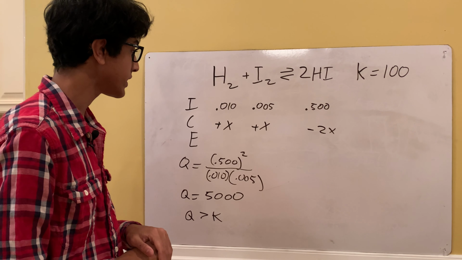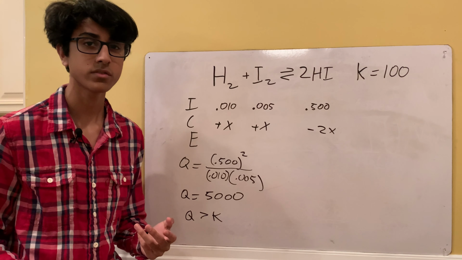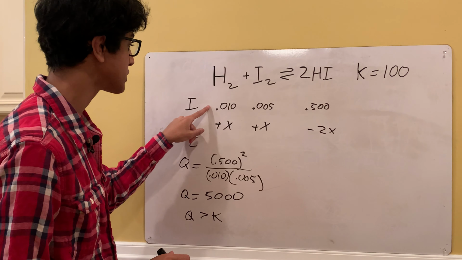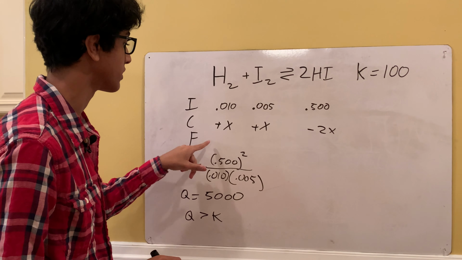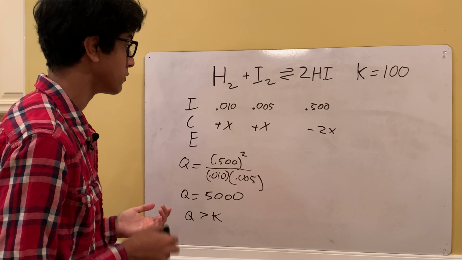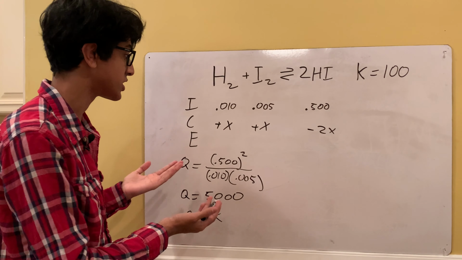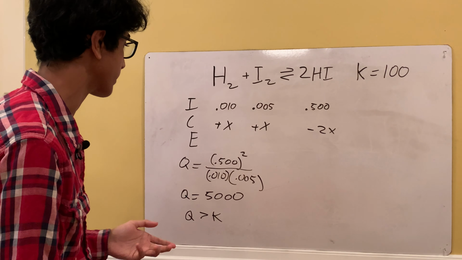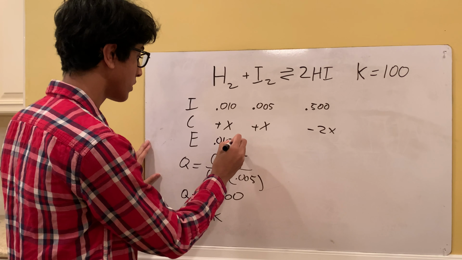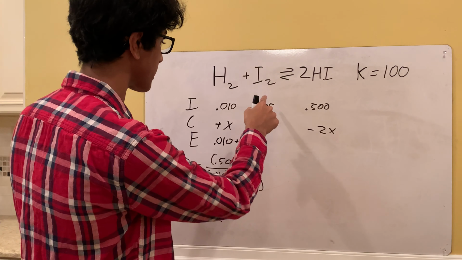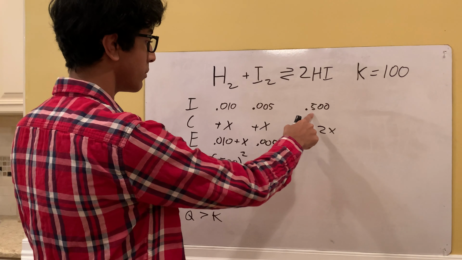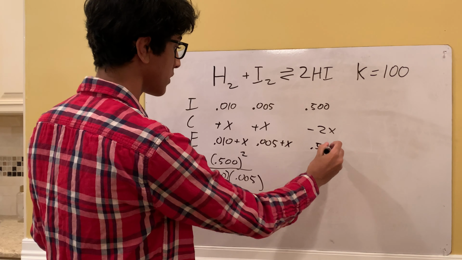Alright, and now we can start by writing down our equilibrium concentrations. So to do that, we just add the initial concentration plus the change in concentration equals the equilibrium concentration. And that kind of makes sense because it's just looking at whatever your initial concentration is, seeing what the change is, and from there on you can find what the equilibrium concentration is. So for H2, it's just going to be 0.010 plus x. And then over here, it's going to be 0.005 plus x. And then 0.500 minus 2x.